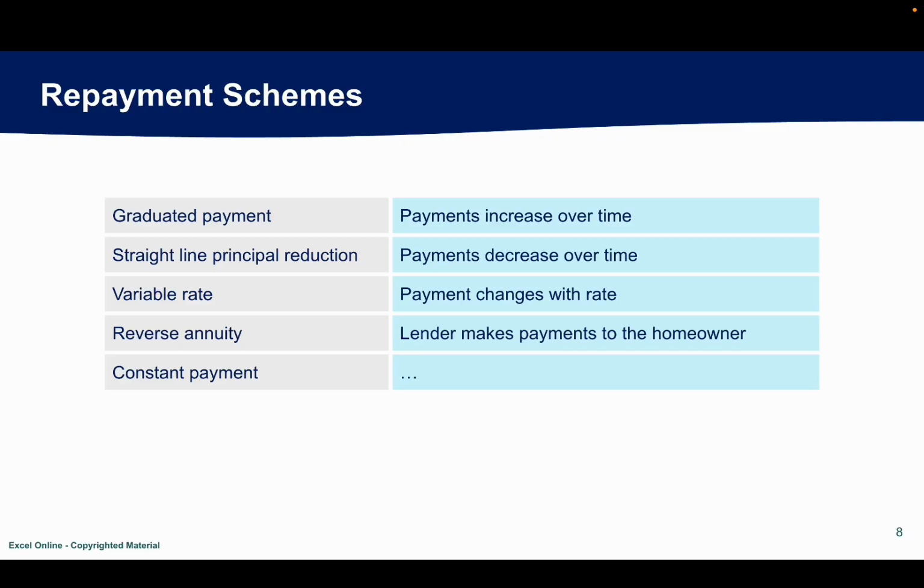Next is a variable rate mortgage. In a variable rate mortgage, the payments move with the market rates. If market rates go up, the interest on the loan goes up and the payments increase. If rates go down, the payments go down. You would choose this repayment plan because you expect the rates to go down in the near future.